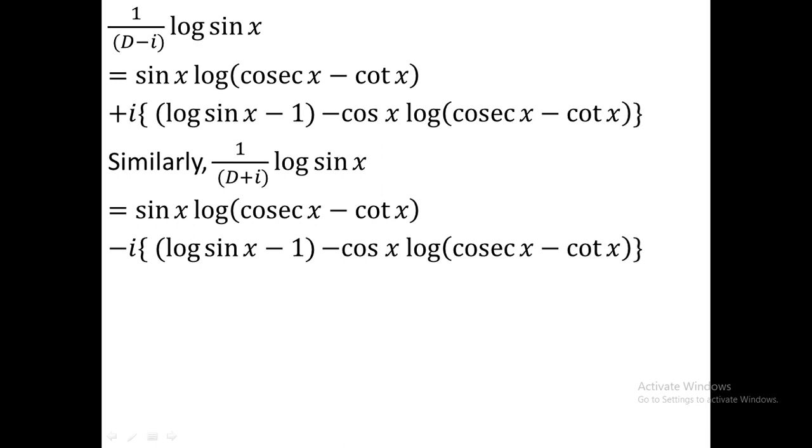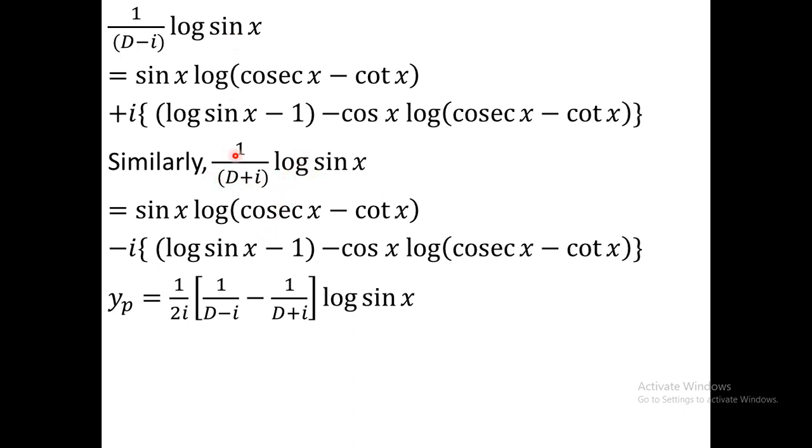Okay, now what was the particular integral? This is the particular integral, y equal to 1 by 2i, which is calculated. This means 1 by D minus i of log of sin x minus 1 by D plus i of log of sin x, that is 1 by 2i into 1 by D minus i of log sin x minus 1 by D plus i of log sin x.